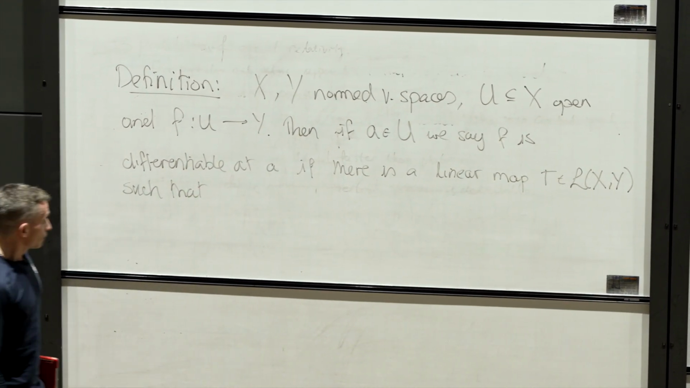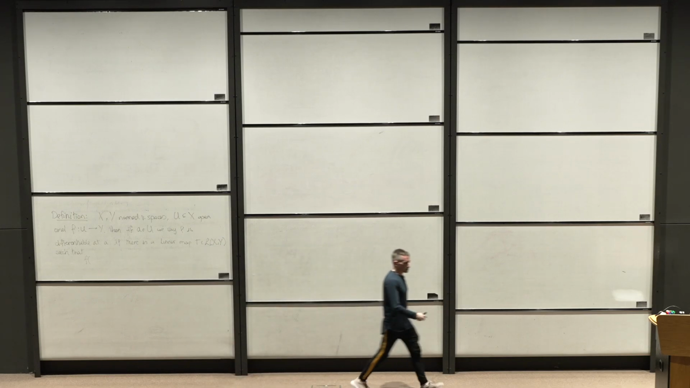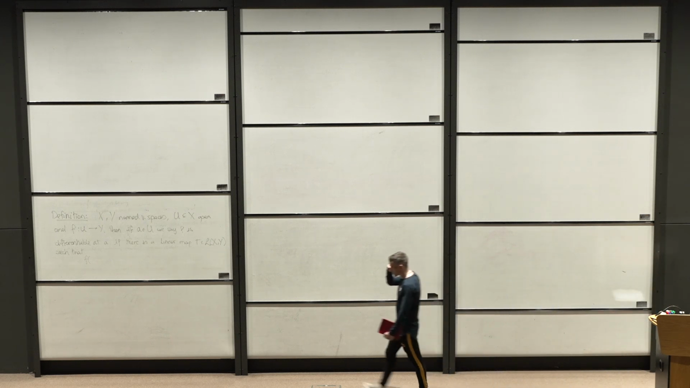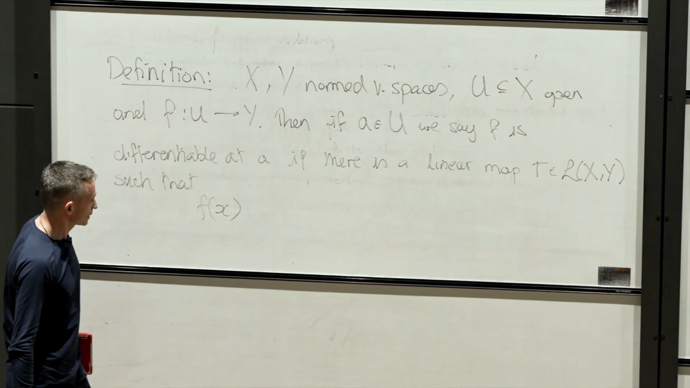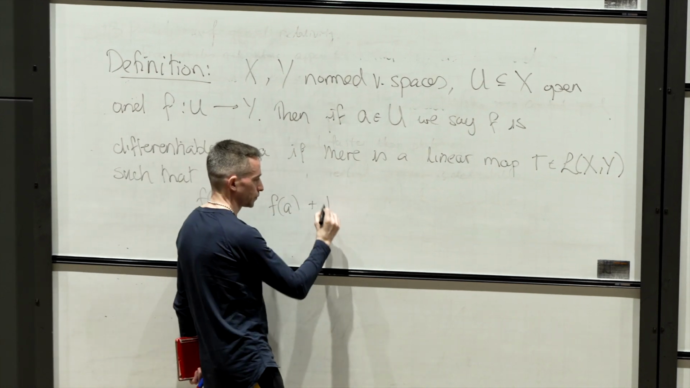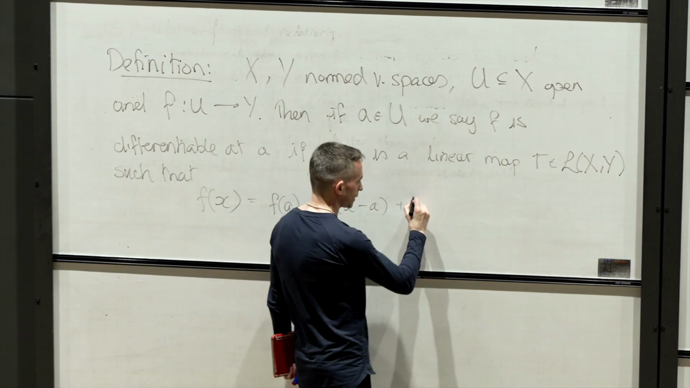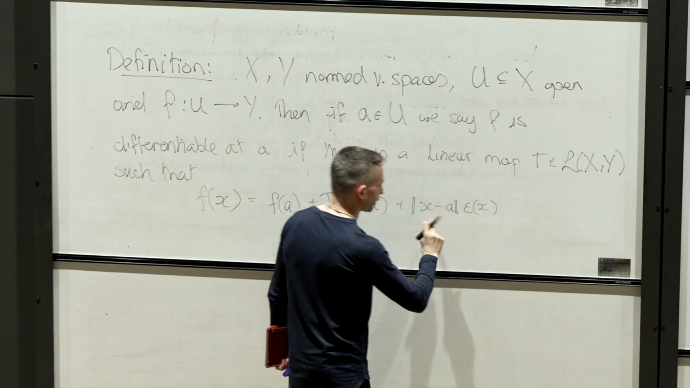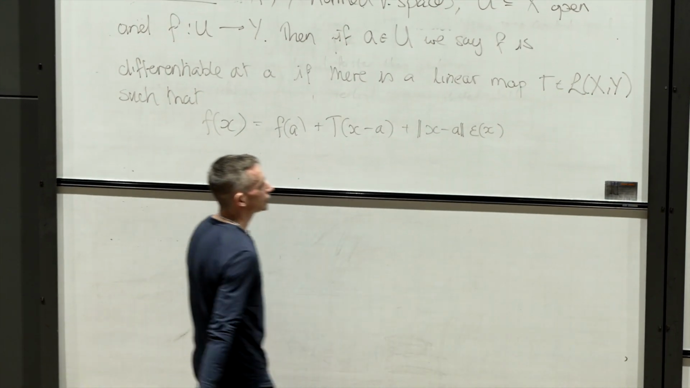That has the following property: you can either write this in terms of the perturbation, like f of A plus H, which I think is what I did last time, or just write it as f of x is the value at A, plus the linear map applied to the difference, plus a quantity which, if you write this in terms of A plus H, you define as epsilon of H.